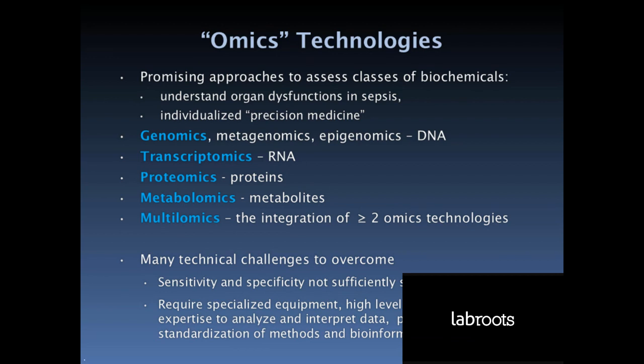As one example, in transcriptomics, the analysis of RNA transcripts, dynamic changes in transcription occur that result in a potential lack of reproducibility and lack of understanding of the results in certain patient populations, such as those with neutropenia or solid organ transplants. The sensitivity and specificity of these types of technologies have not been sufficiently studied to use them as standalone tests. And they require great investment in specialized equipment and high levels of technical expertise to analyze and interpret data. They also require standardization of methods and bioinformatics tools.